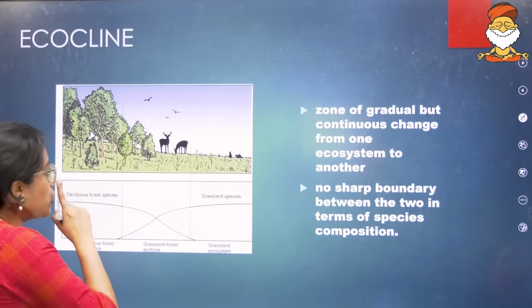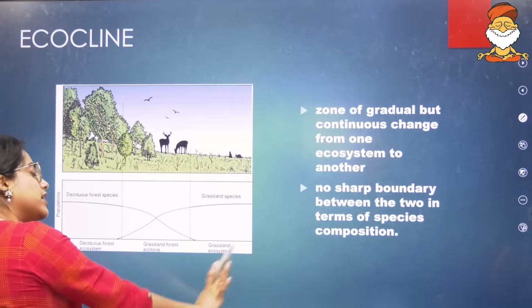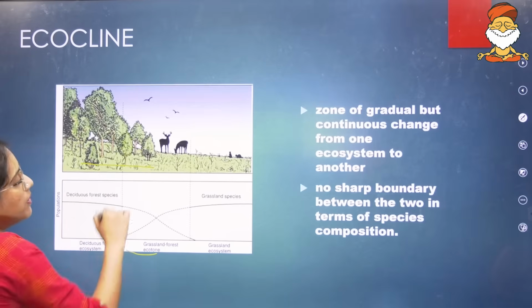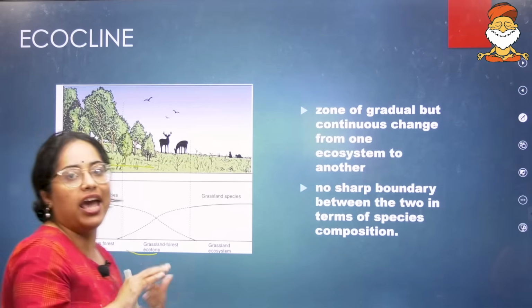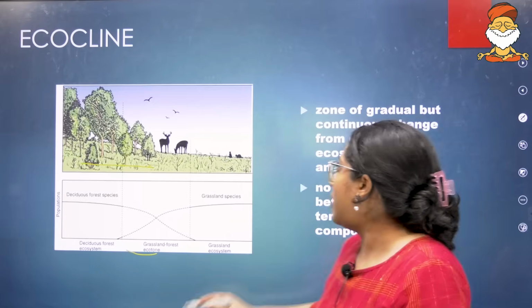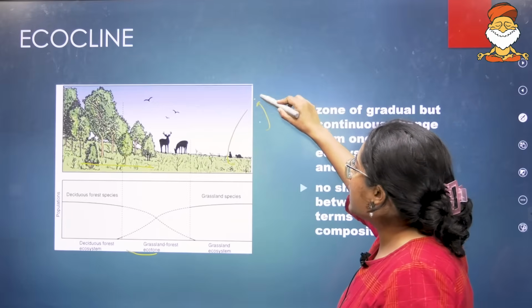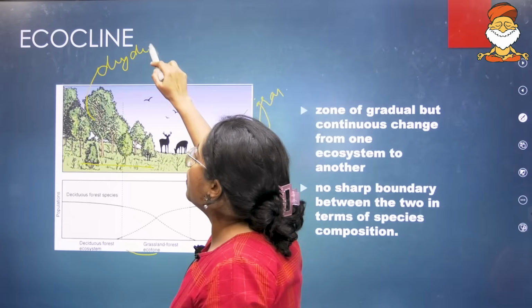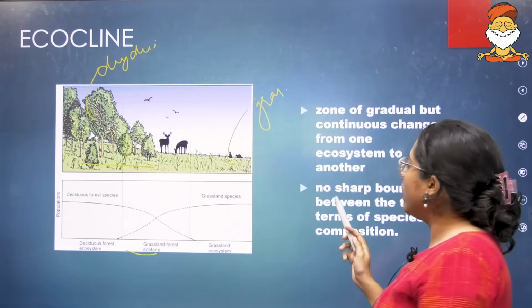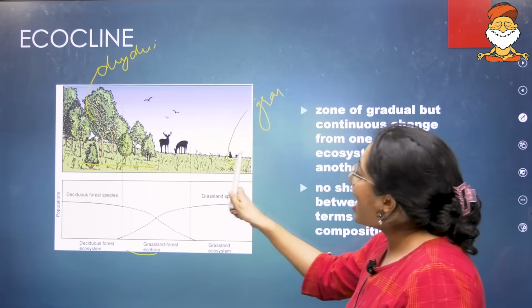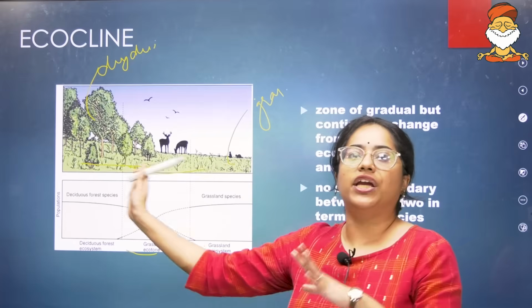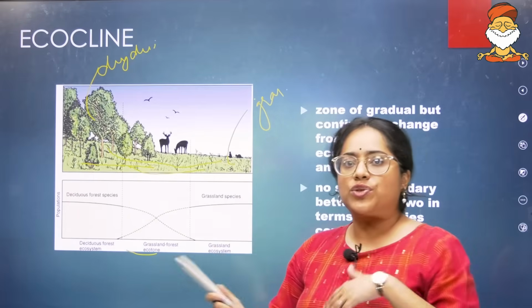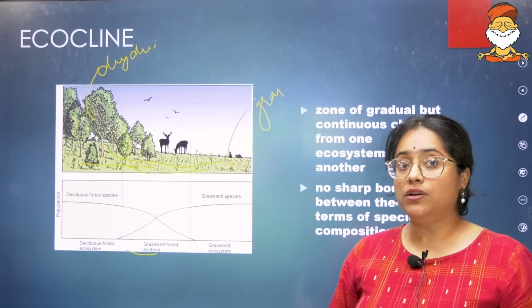Ecocline is actually a transition itself, but it's a transition between two very similar ecosystems. For example, if you have a grassland here and a dry deciduous forest here, what is going to happen over here? It is the zone of gradual and continuous change. From here it is changing into that, or vice versa, whatever it is. But the point is what?